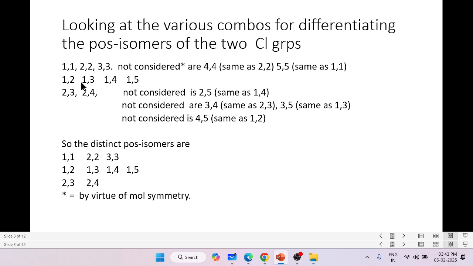Similarly, the legit isomers here are 1,2, 1,3, 1,4 and 1,5, where the chlorine atoms are on carbon 1 and carbon 2, carbon 1 and carbon 3, like that. Also 2,3 and 2,4, but here we don't consider 2,5 because it is the same as 1,4; 3,4 is the same as 2,3, 3,5 is the same as 1,3 and 4,5 is the same as 1,2. So these molecules are discarded because they are the same as the previous isomers by virtue of molecular symmetry. So the complete distinct positional isomers are 9: 1,1, 2,2, 3,3, 1,2, 1,3, 1,4, 1,5, 2,3 and 2,4.